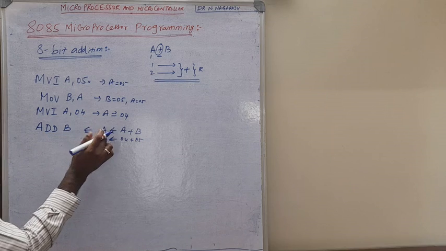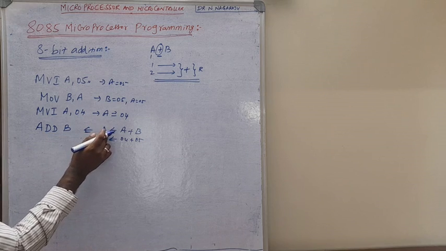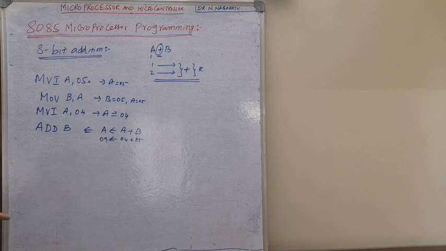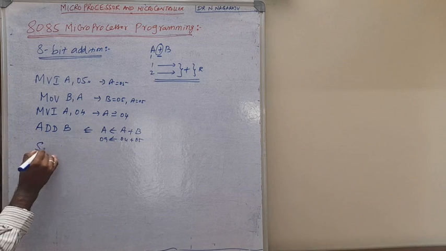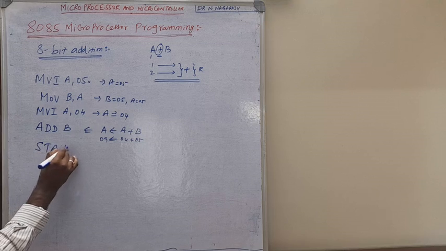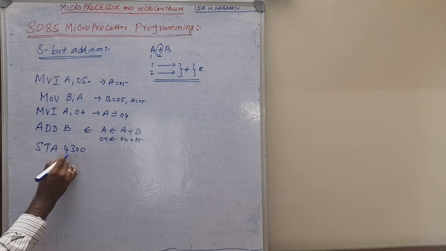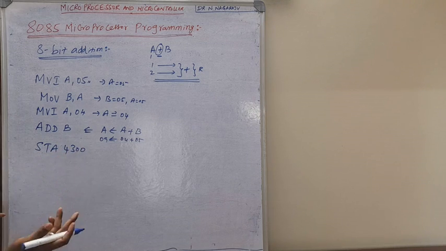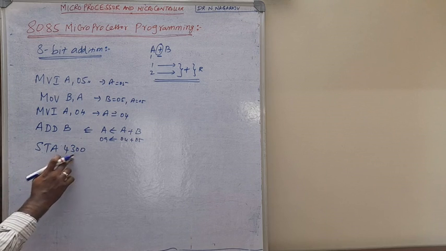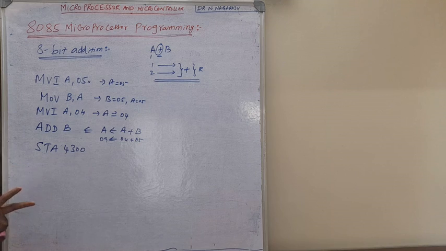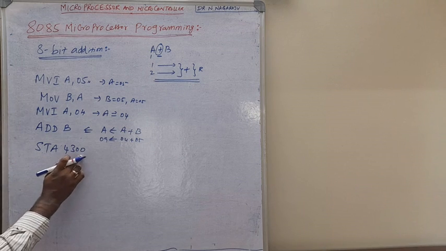Now the data is available in the accumulator. You have to store the data to see the result. For that purpose I am going to use STA 4300. This 4300 is a memory location, an external memory address, a user defined address. Based on whatever memory device you are using, you have to store in that particular address. So STA 4300.